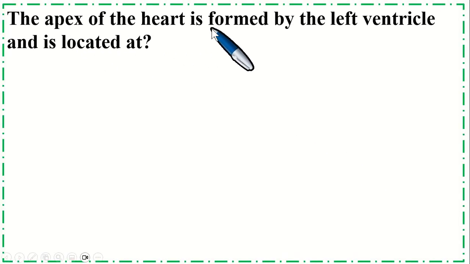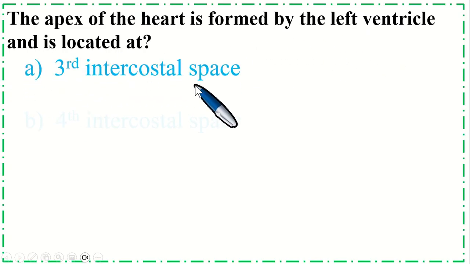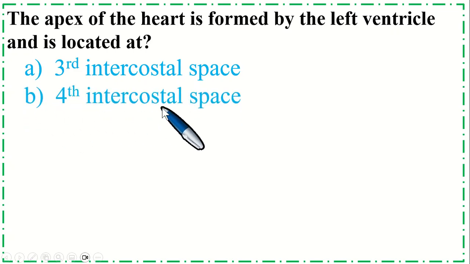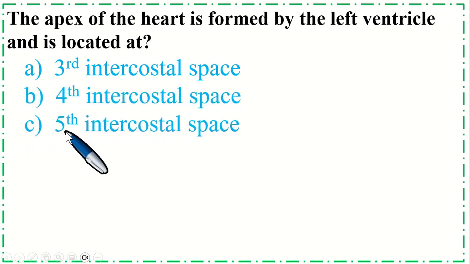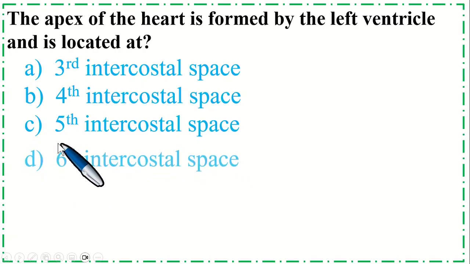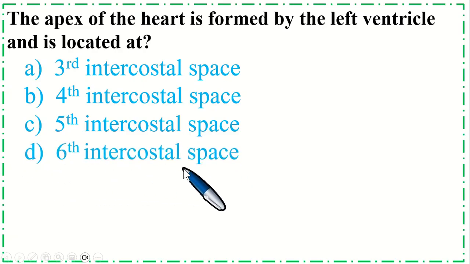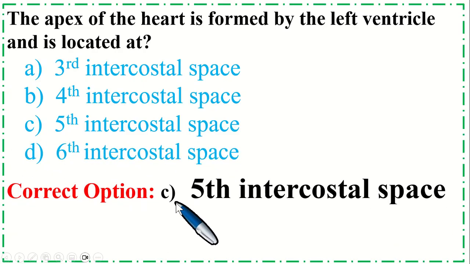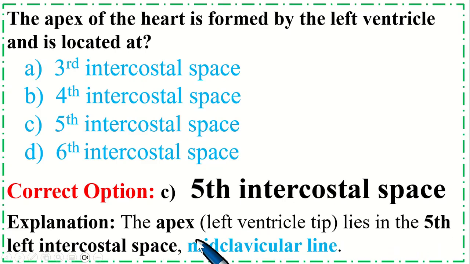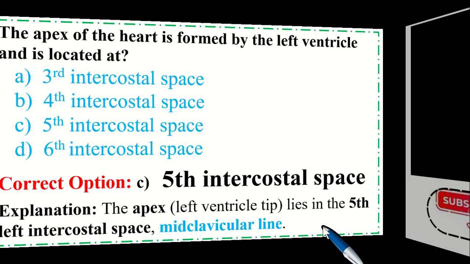The apex of the heart is formed by the left ventricle and is located at option A, third intercostal space, B, fourth intercostal space, C, fifth intercostal space, and option D, sixth intercostal space. So the correct option is C, fifth intercostal space. The apex lies in the fifth left intercostal space, mid-clavicular line.